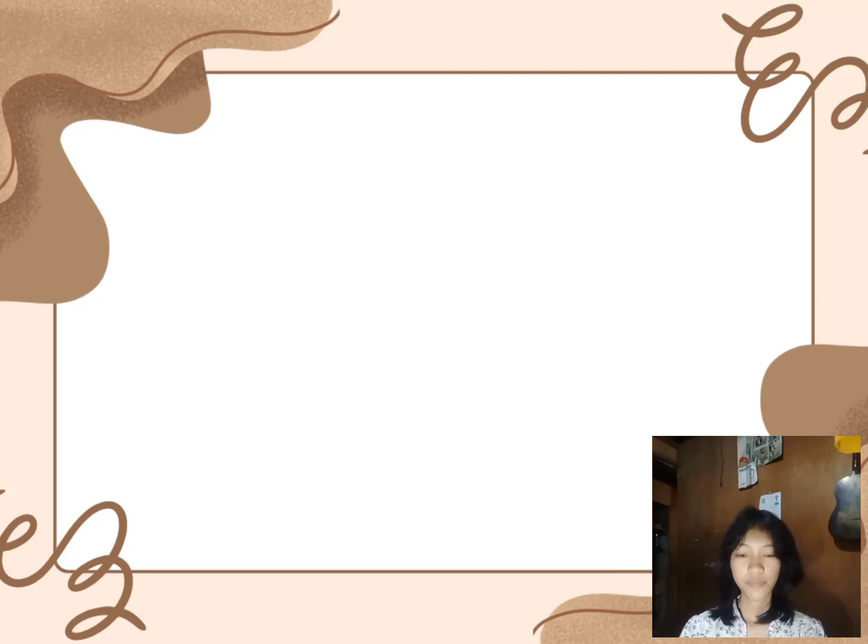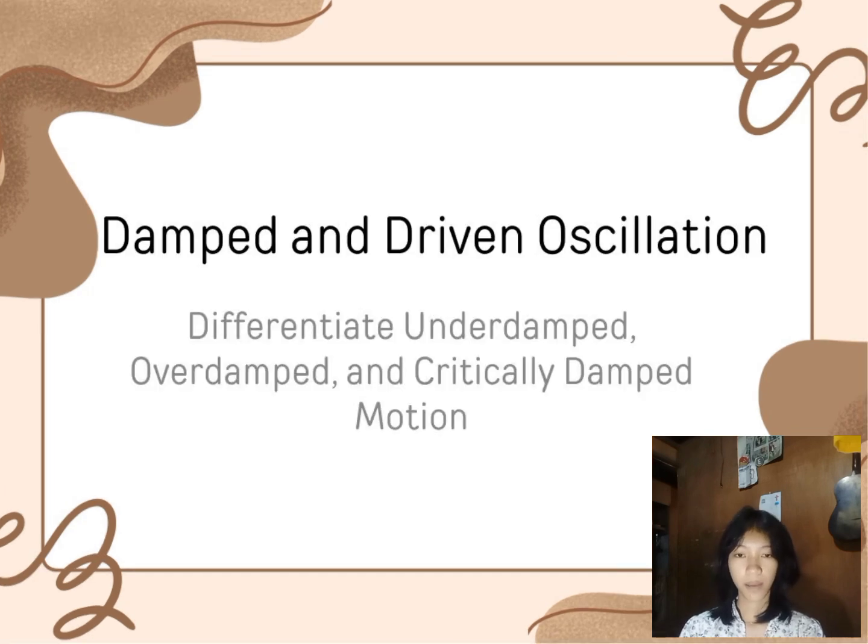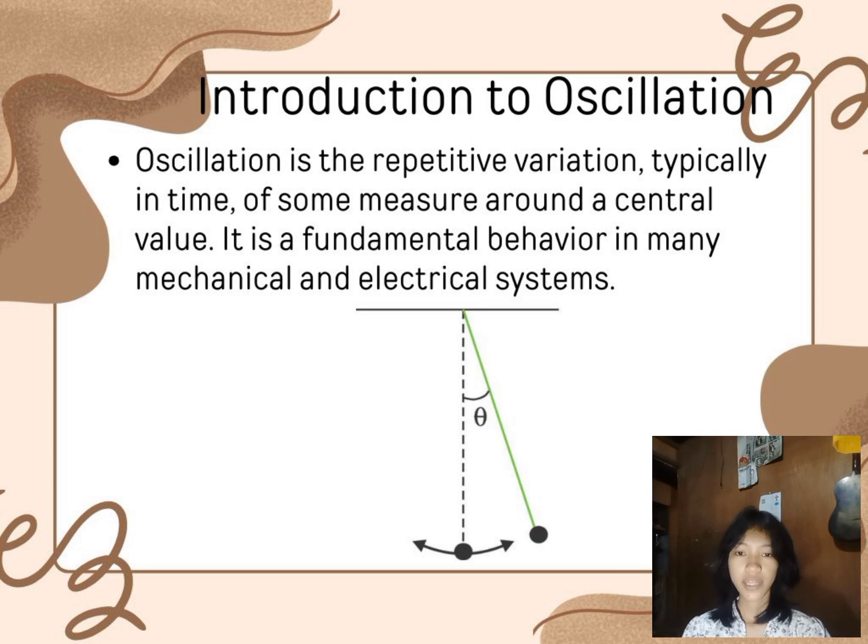I am your reporter number 19 and my topic is all about damped and driven oscillation, differentiate underdamped, overdamped, and critically damped motion. What is oscillation? Oscillation is the repetitive variation, typically in time, of some measure around a central value. It is a fundamental behavior in many mechanical and electrical systems.